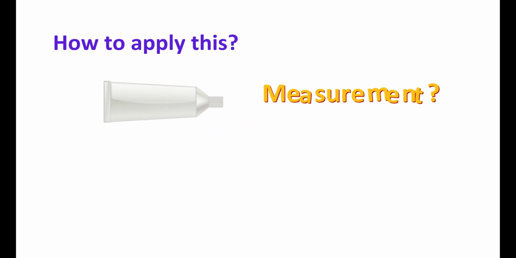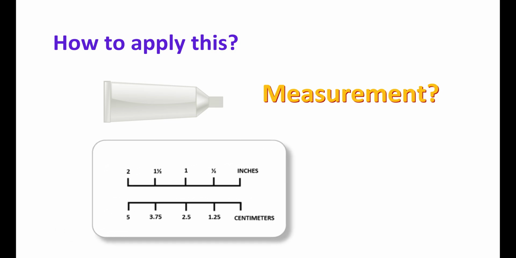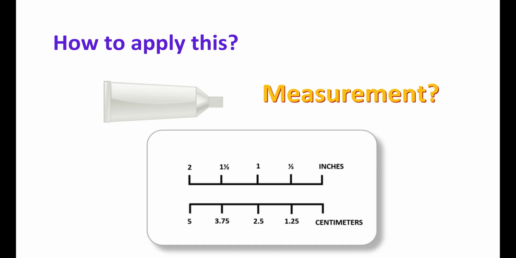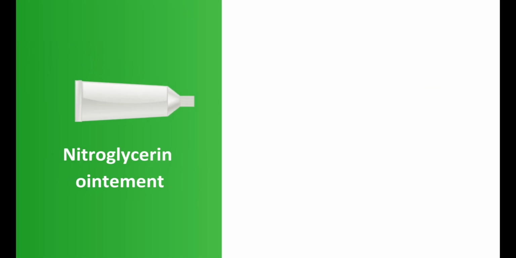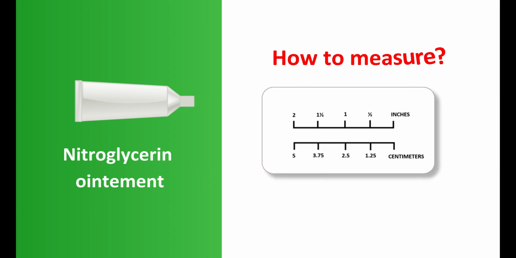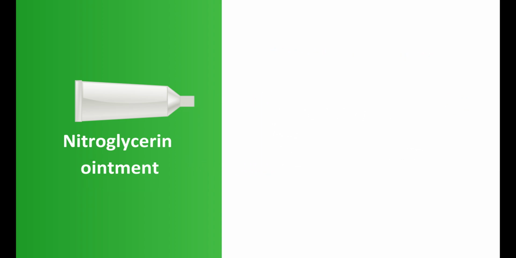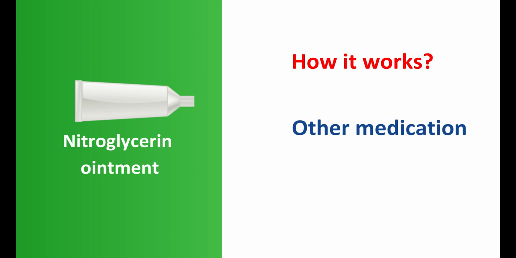How to apply this nitroglycerin ointment for preventing angina? Is there any measurement required? Yes. Nitroglycerin ointment should be applied carefully to the skin by measuring the proper dose. It is supplied with a paper marked with length in inches. It should be used as per the recommended dose by measuring on this paper. So in this video, let's cover such points as how to measure and how to apply it. We also focus on how it works, what the effect of other medication is, and common side effects.